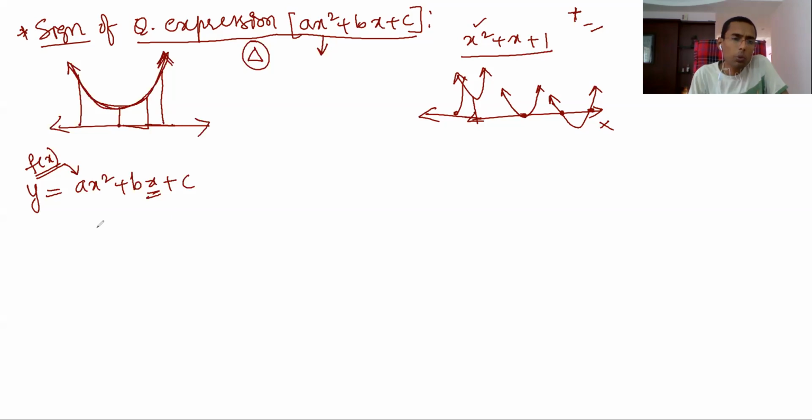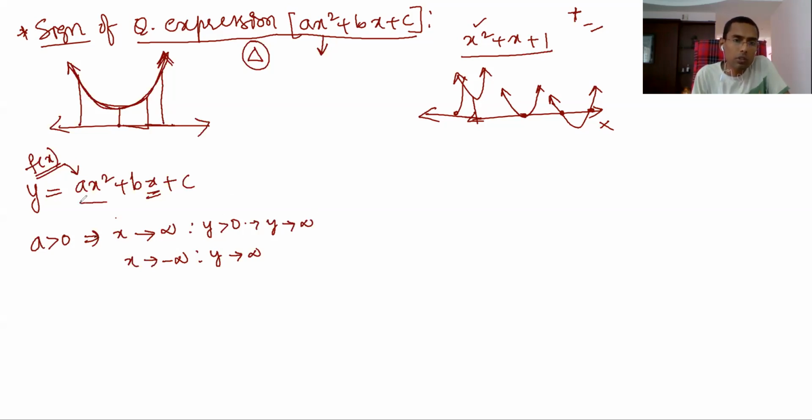Here, very simply, I say depending on alpha. If you know the limits, if you take a greater than 0, as x tends to infinity, y also tends to infinity. That means y is positive, y is greater than 0. If x tends to minus infinity, y also tends to infinity. If you know this, that means y is always tending to infinity, which means y is positive.